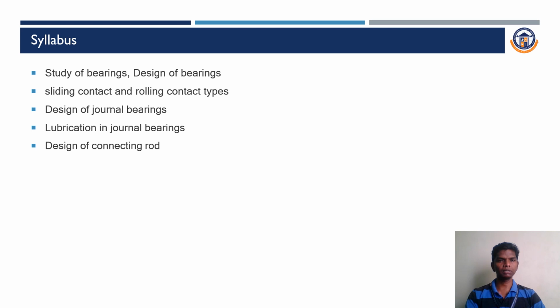The fourth unit of the syllabus covers a study of bearings, design of bearings, sliding contact and rolling contact types, design of journal bearing, lubrication in journal bearing, and design of connecting rod. In this unit, we are briefly going to see two topics. The first one is bearing and the second one is connecting rod.